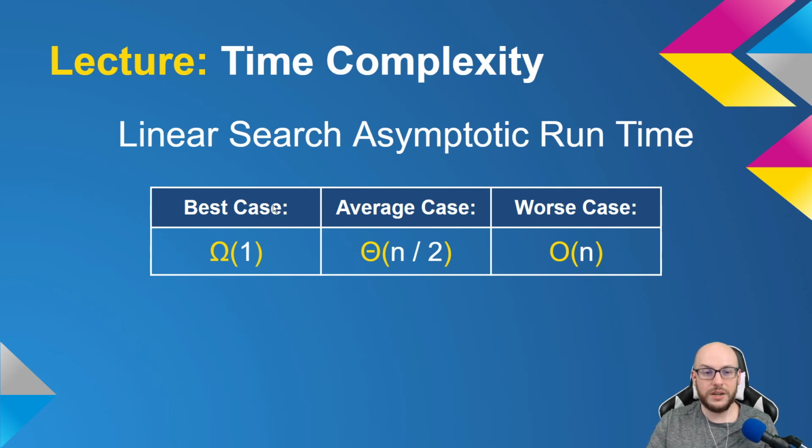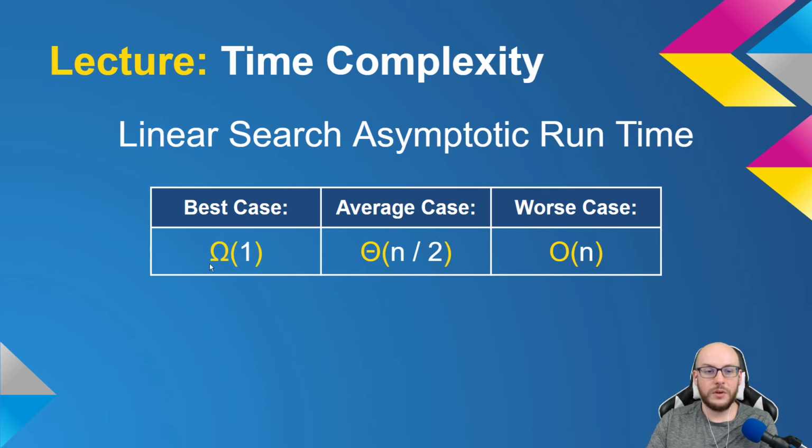Our best case scenario is constant. That is, we make one comparison. We look at the first element and then we find it. Our worst case scenario is it's the last element in the array, or it's not in the array at all. And then our average case is it's somewhere in the middle.